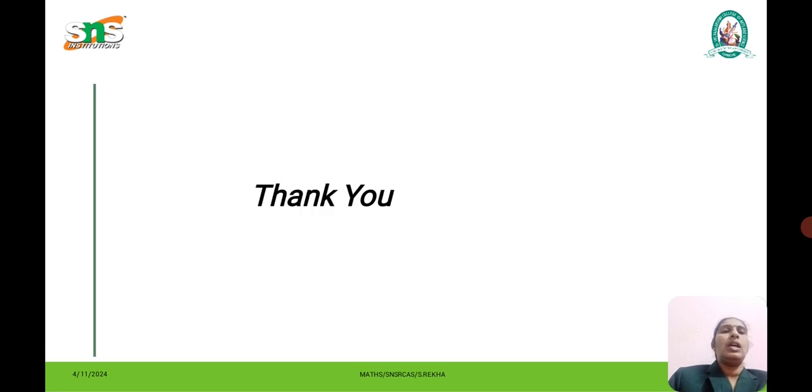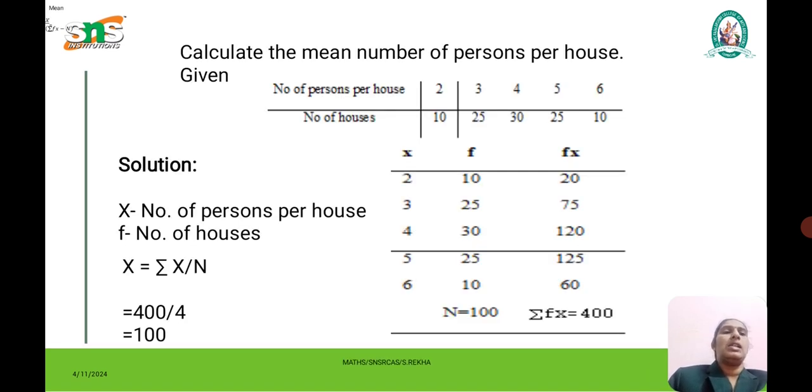So this is the discrete series, and as well as the continuous series. In the continuous series also, we can find the range. If we want to find the total range for the mass data, we can apply the continuous series.